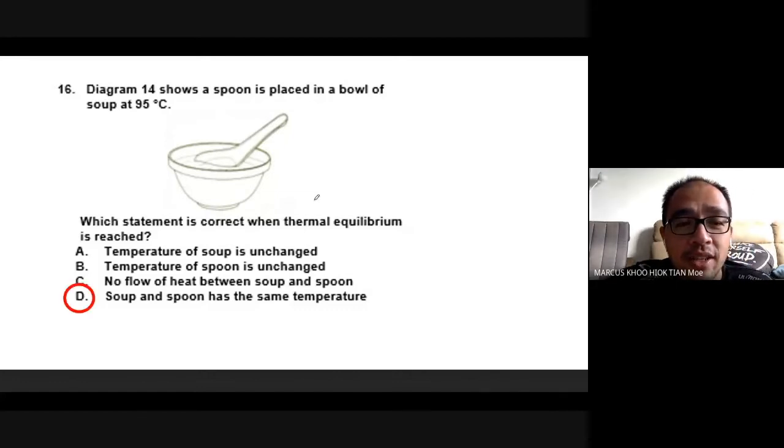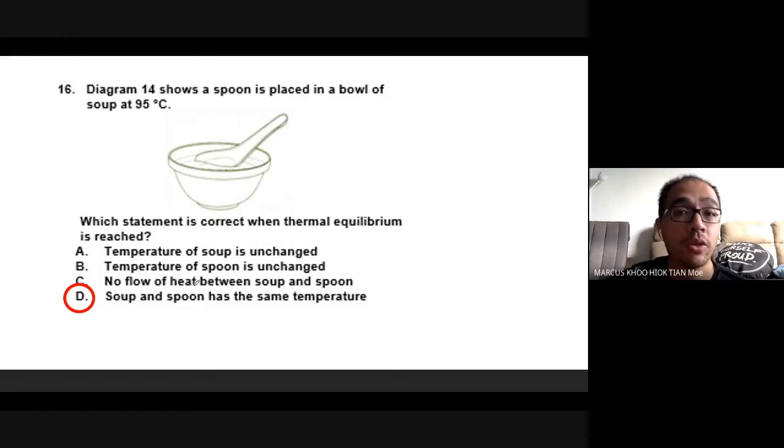Statement is correct. This one don't need to think. Soup and spoon have the same temperature. Now, guys, look at this. Look at the C answer. The C answer is no flow of heat. What is the missing word in this answer? The answer is no net flow of heat.